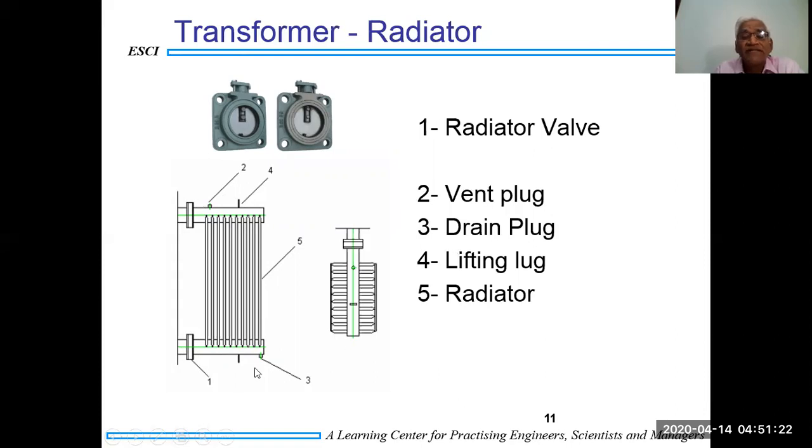Whereas this is a drain plug. When you want to remove the oil, you can open this, and the oil comes out. And these are all the lifting legs and other things. So when you want to remove it for servicing, you need to use some small crane to hold this and remove it. And this is the radiator. The total assembly is called the radiator.